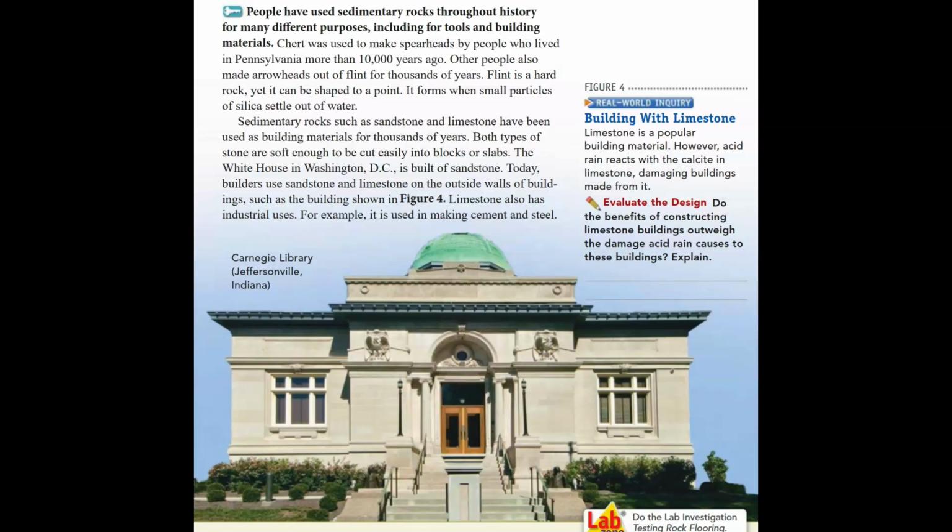And then down here at the bottom, we have a picture of Carnegie Library from Jeffersonville, Indiana. And on the side it says, limestone is a popular building material. However, acid rain reacts with the calcite in limestone, damaging buildings made from it. Oh, bummer. Think about it. Do the benefits of constructing limestone buildings outweigh the damage acid rain causes to these buildings? That's an opinion question if I've ever heard one. Extra credit. It'll be in the section on your assignment labeled extra credit. Here's where you put your answer.